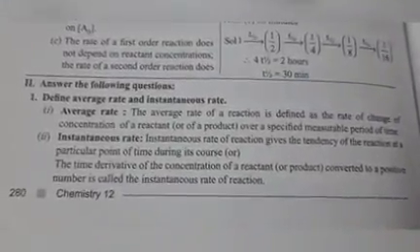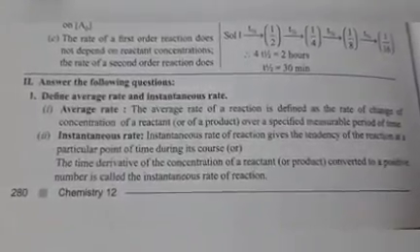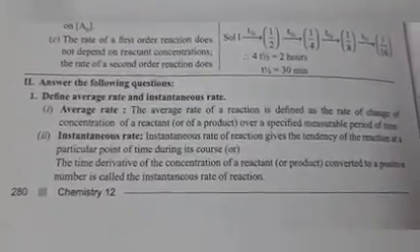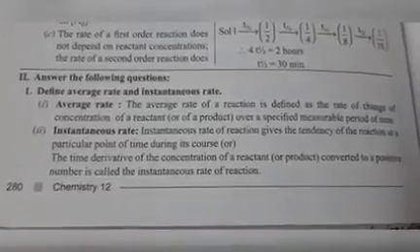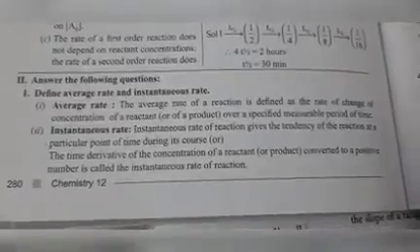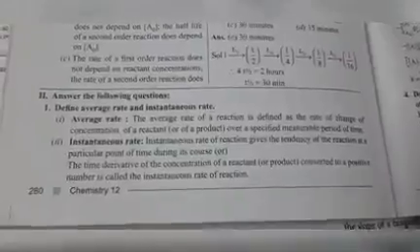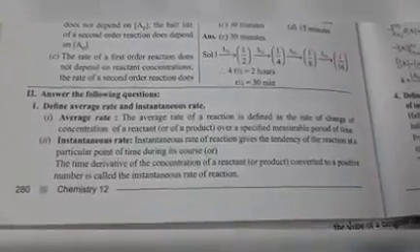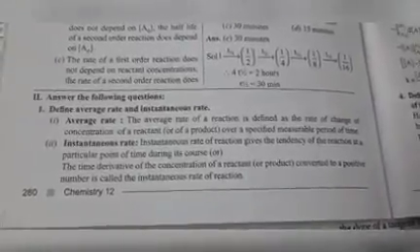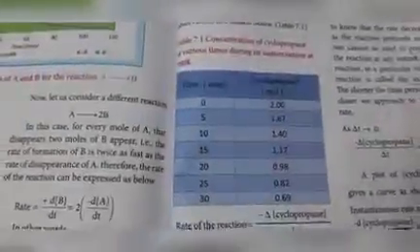So this is one of the book back questions: define average rate and instantaneous rate. That definition only given in page number 207. Average rate of the reaction is defined as rate of change of concentration of the reactant or product over a specified measurable period of time. That is, the definition is similar to rate definition only.